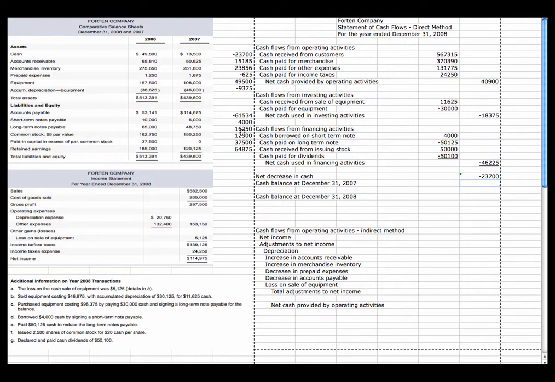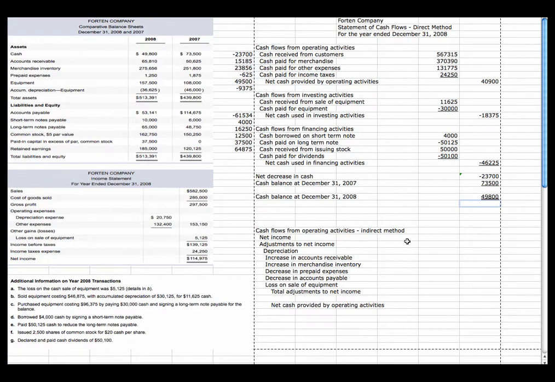Now, according to the problem here, my beginning cash was $73,500, so I'm going to put in here $73,500. And if I do the math and I take the beginning cash of $73,500, and then I add in my decrease in cash, so I'm going to actually subtract it, but because it's a negative value, I come up with $49,800 as my ending cash balance. So therefore, I know it's correct because this number, the $49,800, agrees to the $49,800 on the balance sheet.